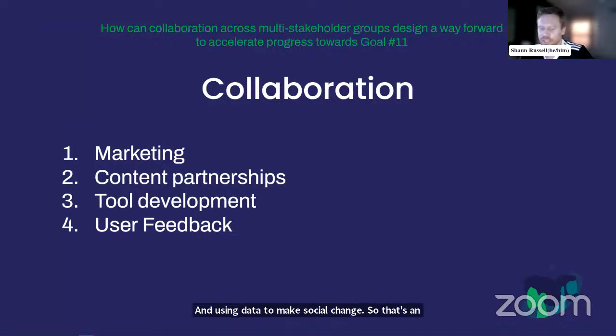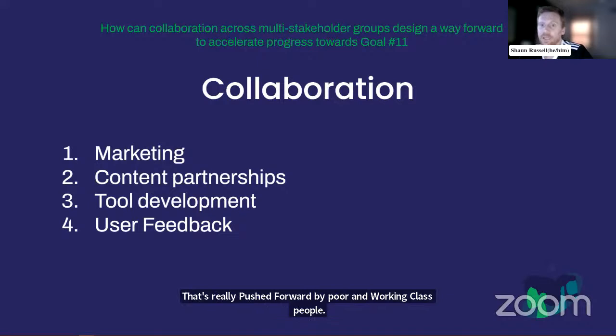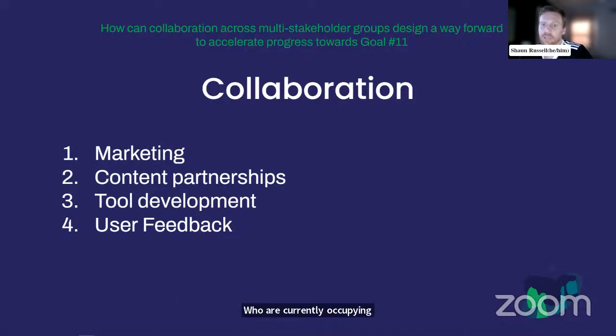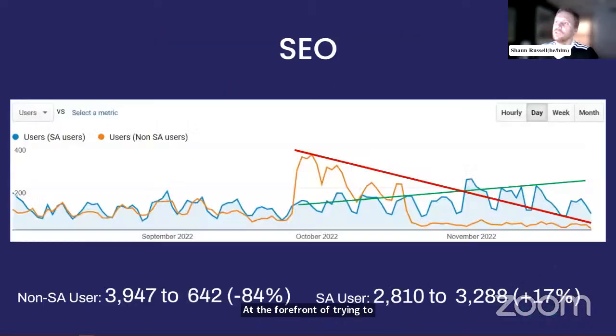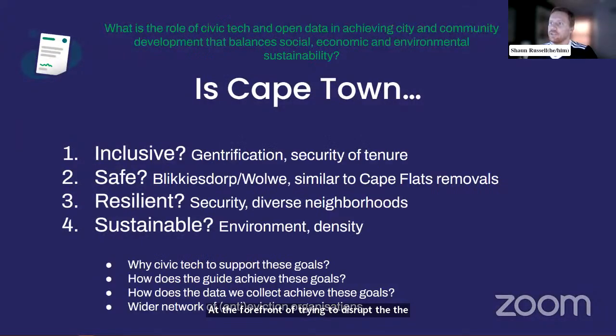And then there's another organization that's a satellite group with them, which is more of a grassroots movement called Reclaim the City. And that's really pushed forward by poor and working class people who are currently occupying land, occupying buildings in Cape Town. So seriously at the forefront of trying to disrupt the inequality and the lack of inclusivity in Cape Town. And we get so much value out of them that we wouldn't be able to do this kind of work without them. So yeah, collaboration is vital.